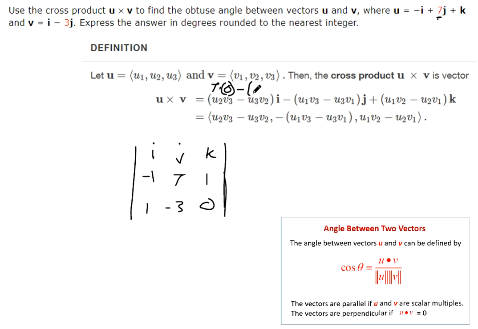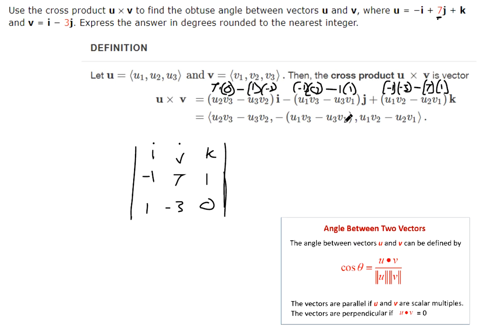u3, that's the third coefficient of the vector. And v2 is negative 3. u1 is negative 1. v3 is 0. u3 is 1. And v1 is 1. u1 is negative 1. And v2 is negative 3. u2 is 7. And v1 is 1.